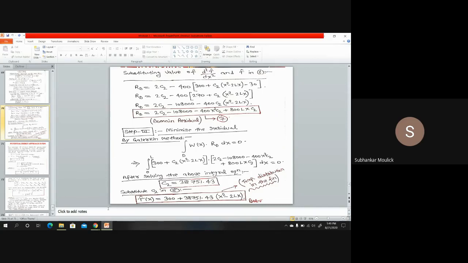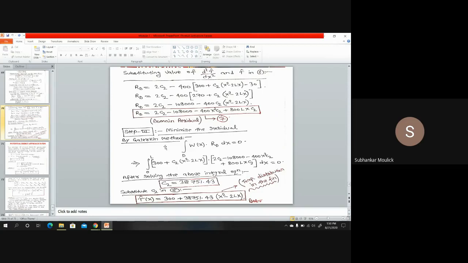The final domain residual, which you will find as 2 times c2 minus 108,000 minus 400 x square c2 plus 800 lx c2, which is equation number 7. And this is your modified form of the domain residual.